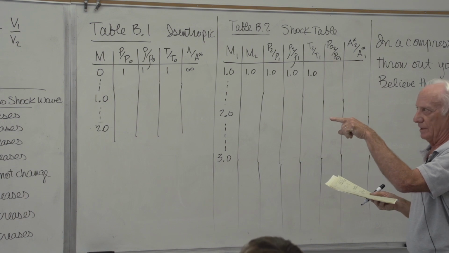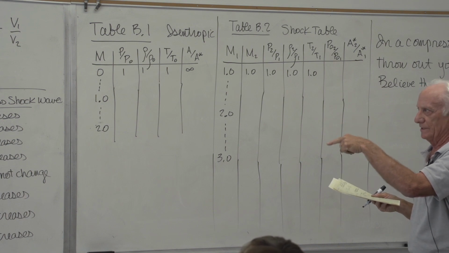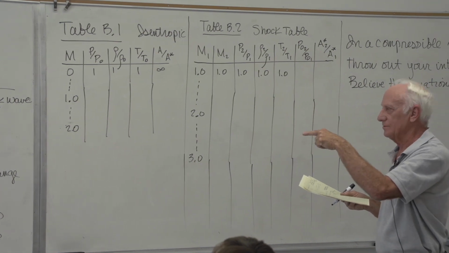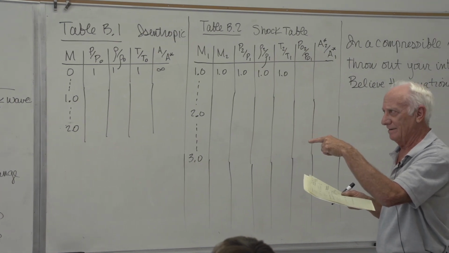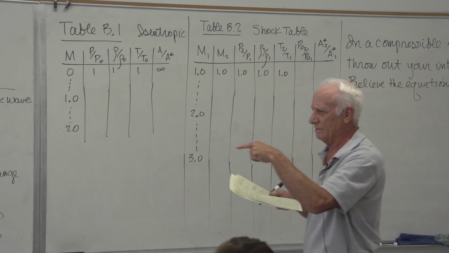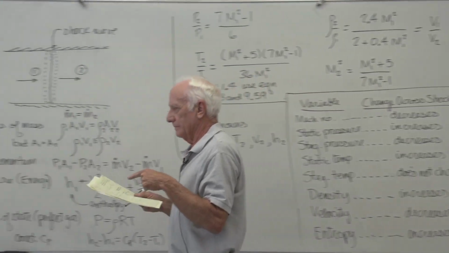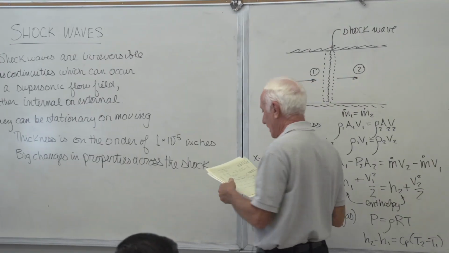If the Mach number upstream of the shock is 1, it's reached sonic speed. The Mach number downstream of the shock is also 1. Is there a shock? Yeah, but it's very, very weak. It's there, but it's very, very weak, okay?